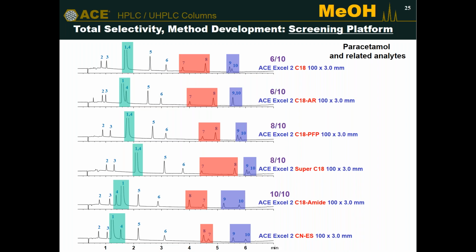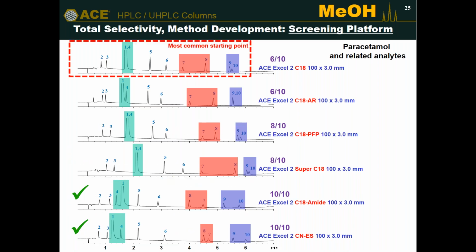If we look at the number of peaks that are separated in our mixture, we can see that we have, where the green ticks are, 2 options: the C18 amide, the polar embedded phase, and the stable cyano column, the cyano ES. Both of these 2 columns have provided complete resolution of all the compounds from the mixture. So from the screen, we have an option of a method without any further method development.